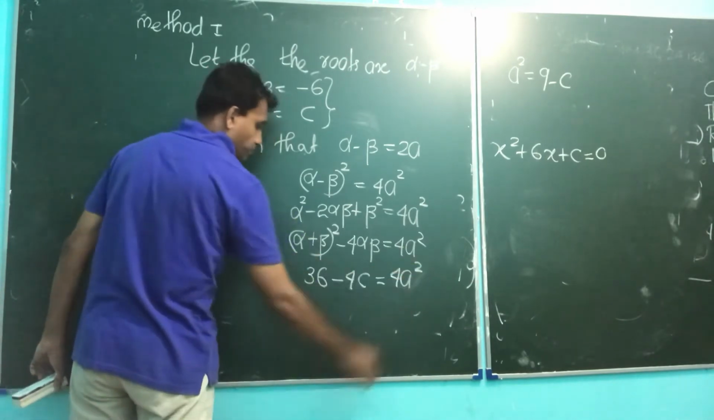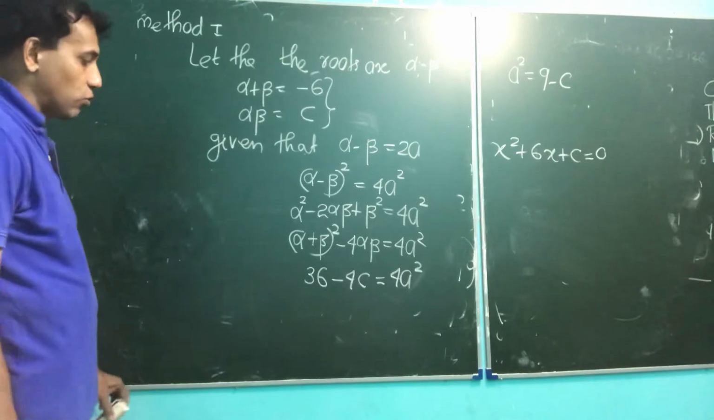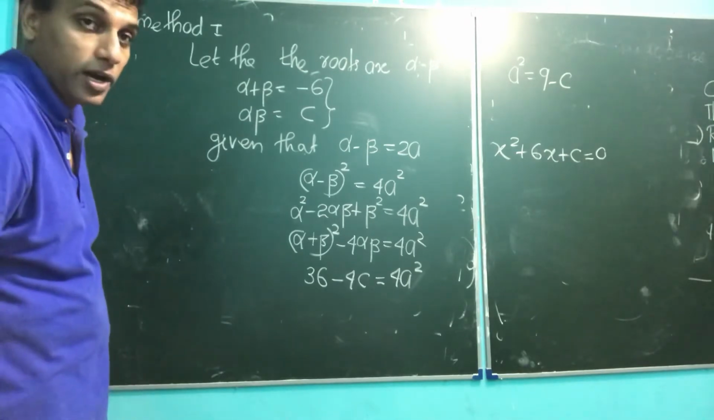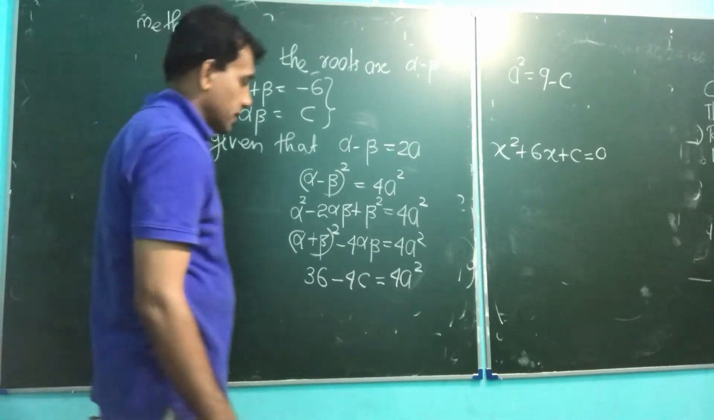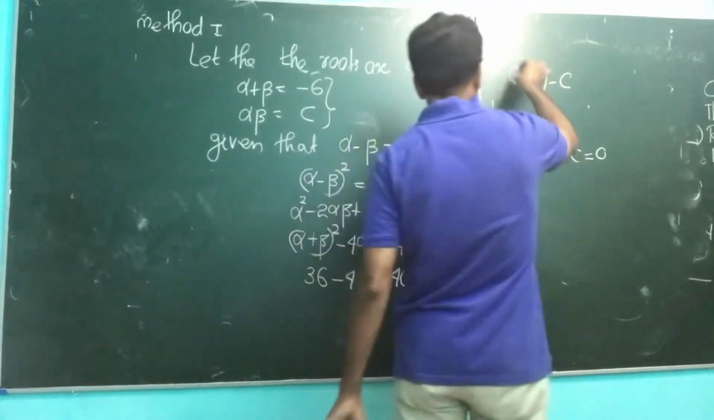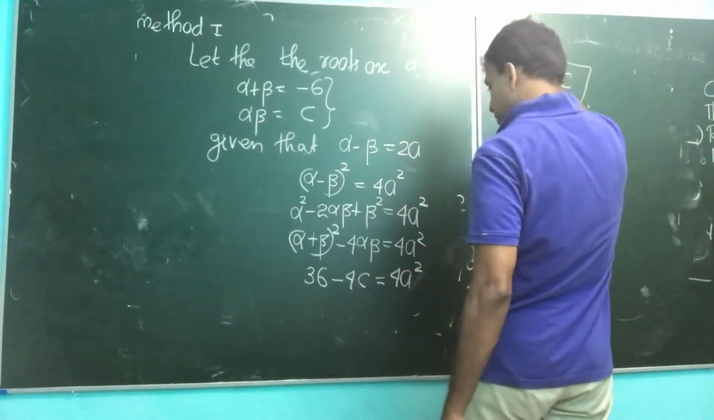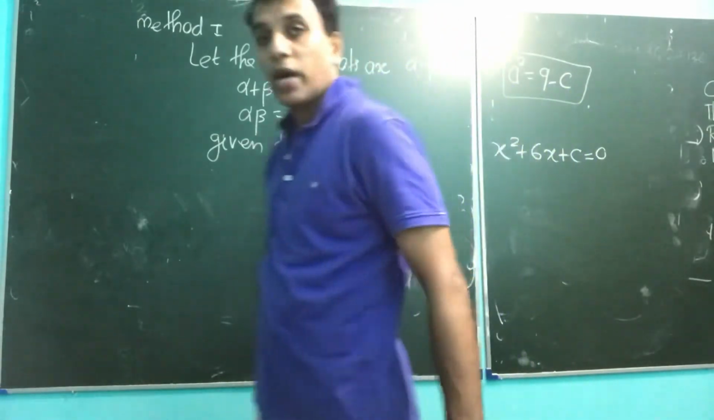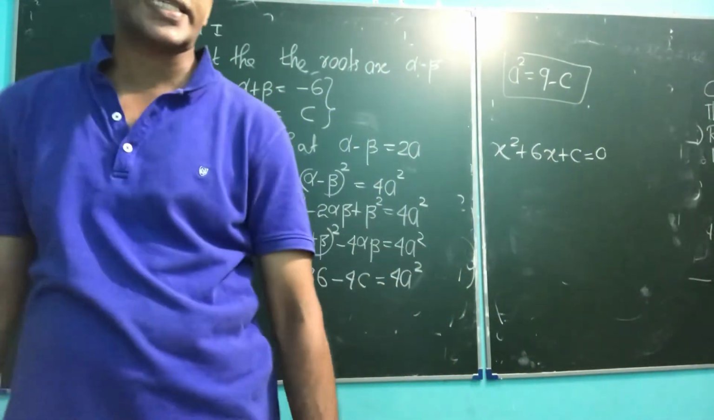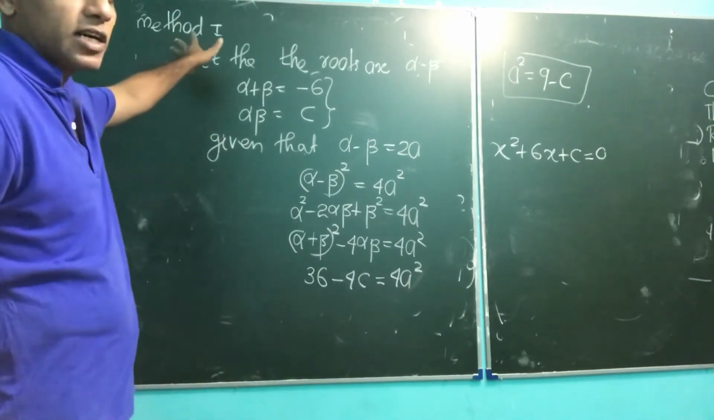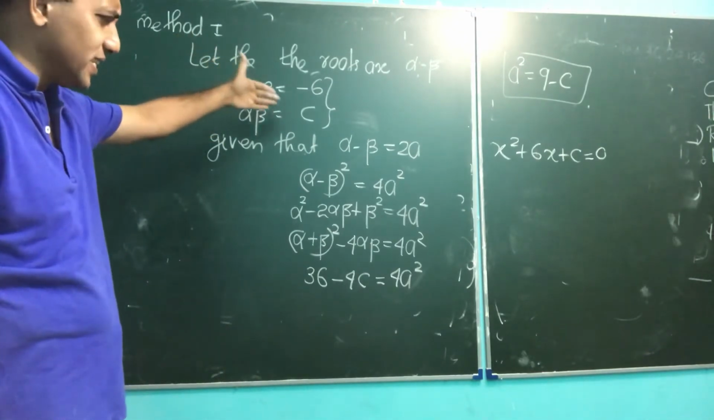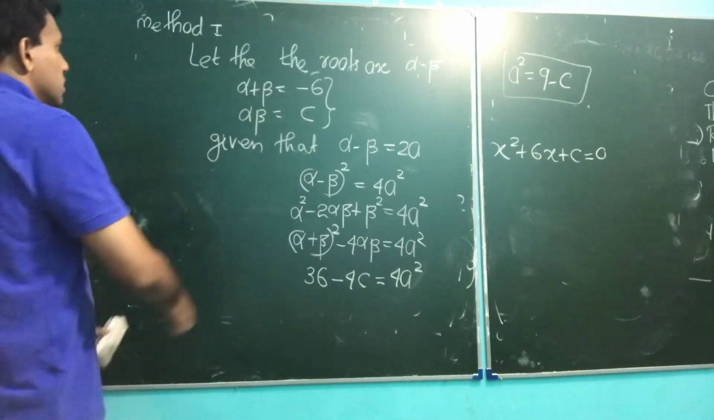36 minus 4c equals 4a squared. Divide by 4 everywhere, then you have the answer: a squared equals 9 minus c. That's the problem, explained with method 1. This is easy, or see another method.